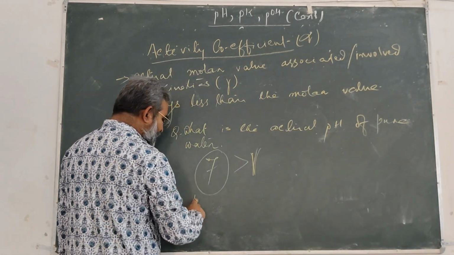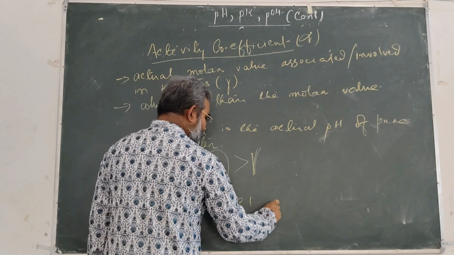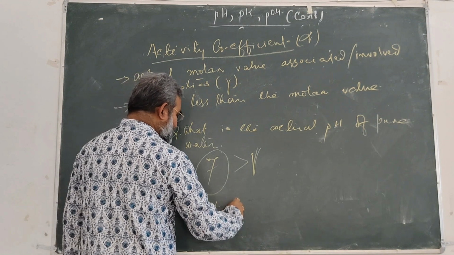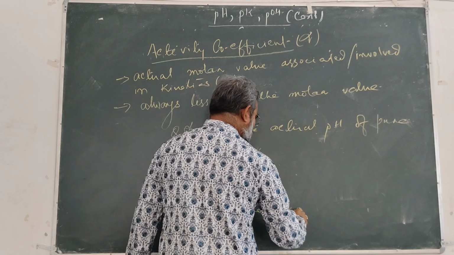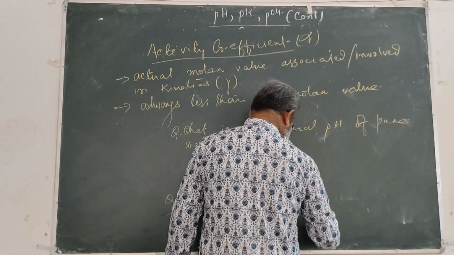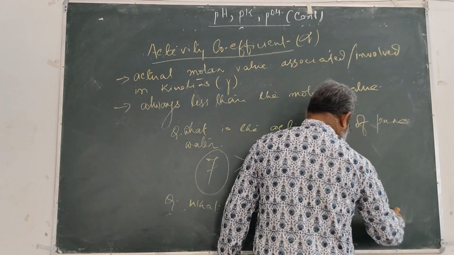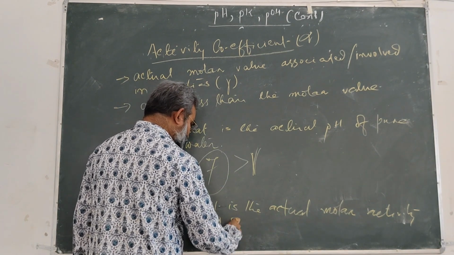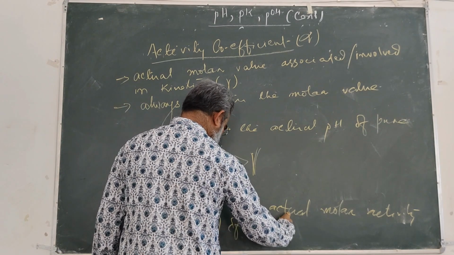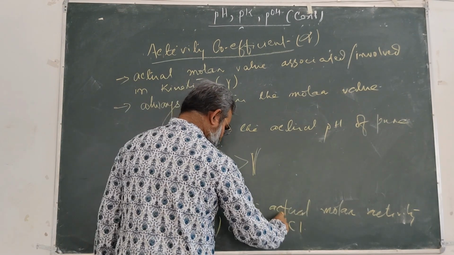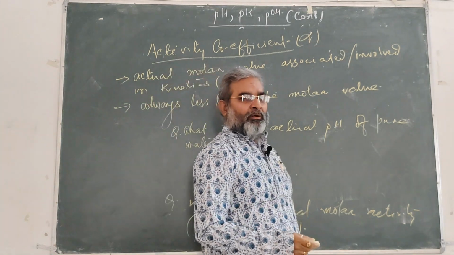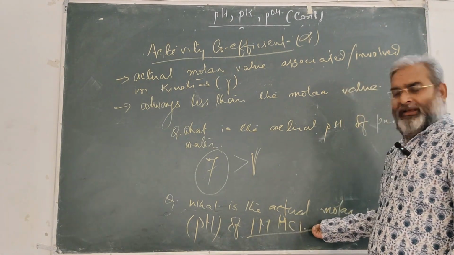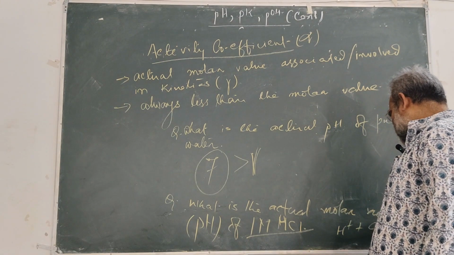मान लीजिए आपसे वो पूछ रहा है कि 1 m HCl, what is the actual molar activity, और इसको पीएच भी लिख सकता है, of 1 m HCl. तो दैट इज मोनोवैलेंट. HCl breaks into the H plus and Cl minus.